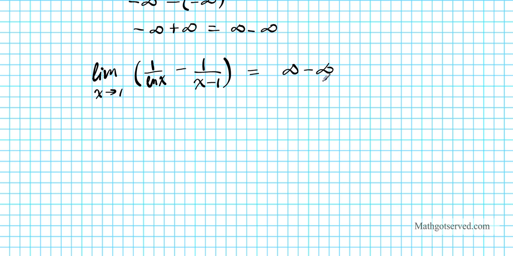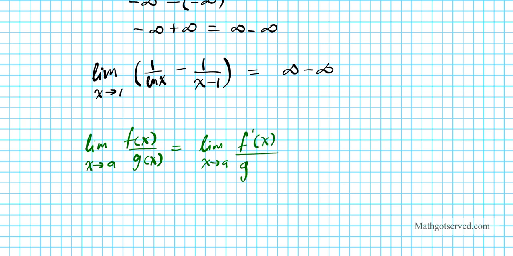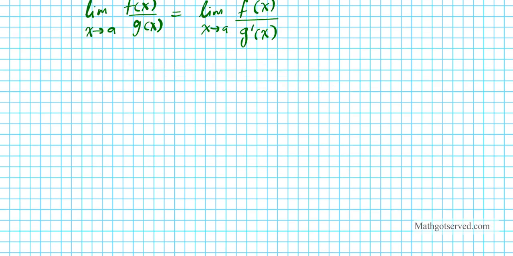Anytime you have an indeterminate form, if the limit can be expressed in a quotient form, we can use this idea. The limit as x approaches a of f of x over g of x is the same thing as the limit as x approaches a of f prime of x, the derivative of the numerator function, over the derivative of the denominator. So first thing we want to do is see if we can express this as a quotient of two functions, and then we can apply L'Hopital's rule. So let's see if we can do that.